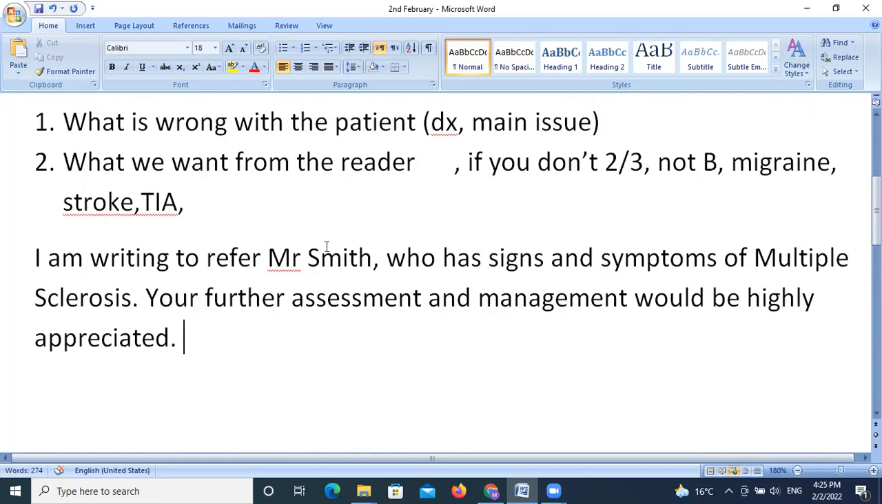So I'm writing to refer Mr. Smith, who has signs and symptoms of multiple sclerosis. Your further assessment and management would be highly appreciated. Another option is, instead of "I'm writing to refer", we can write "Thank you for seeing Mr. Smith." Then the rest is the same.